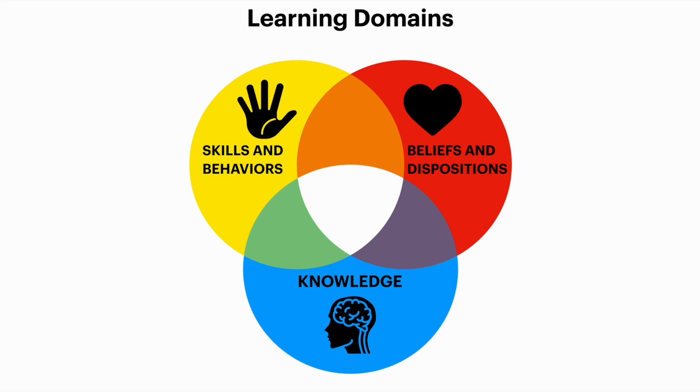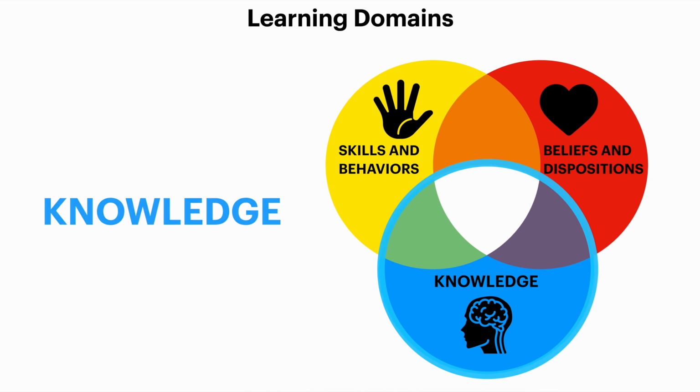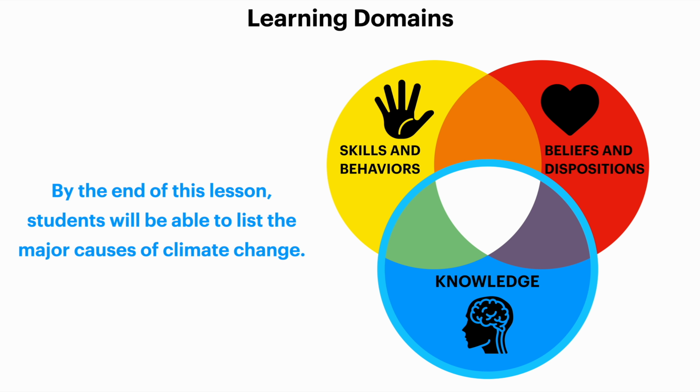Second, let's identify outcome domains. Each type of thinking can occur in one of 3 domains. The first domain is the thinking space where you or your students are focused on the acquisition of knowledge. This is what you want yourself or your students to know. For example, by the end of this lesson, students will be able to list the major causes of climate change.